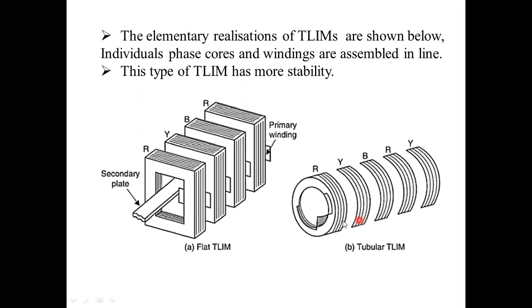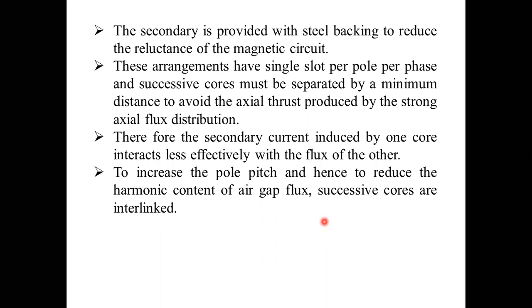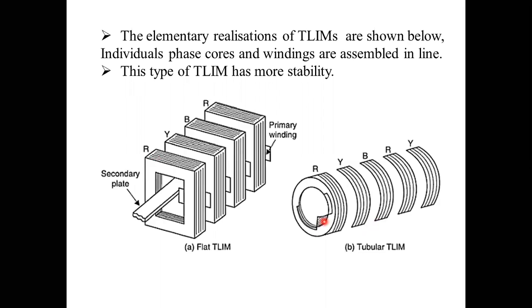Okay, these are the different types of flat type and also the tubular type transverse flux linear induction motors. Next, here the secondary is provided with a steel backing. This is the steel backing. Here, this is a steel plate. Actually, this is an aluminum plate. In between this, there is a steel backing to reduce the reluctance of the magnetic circuit.